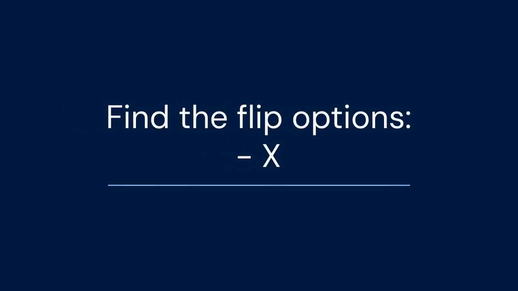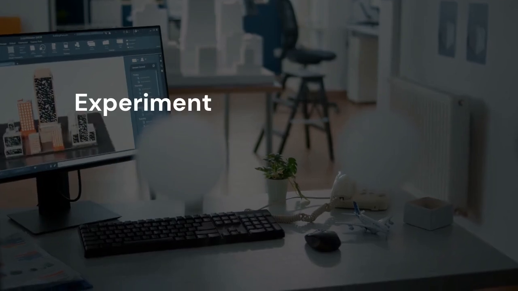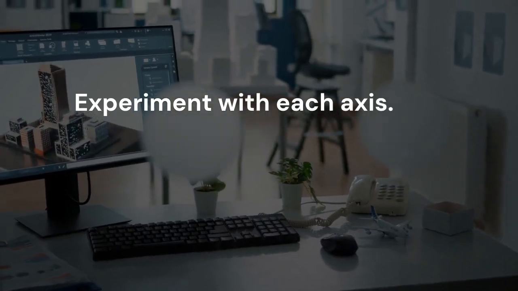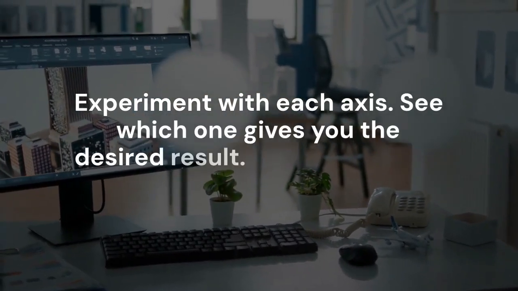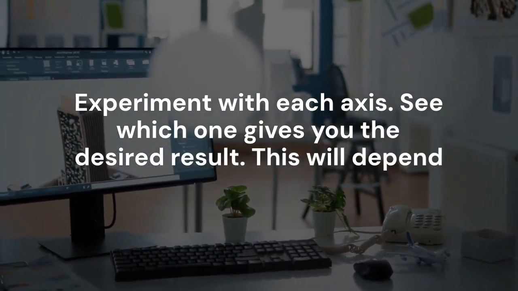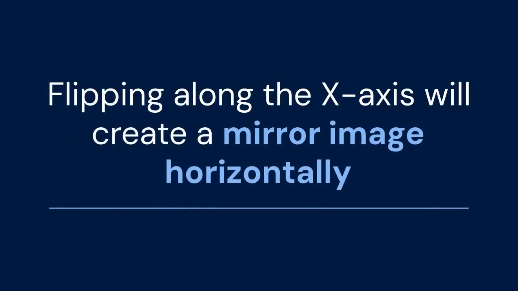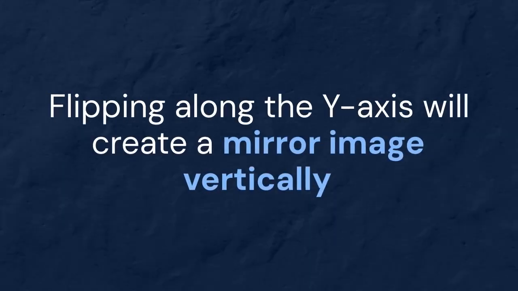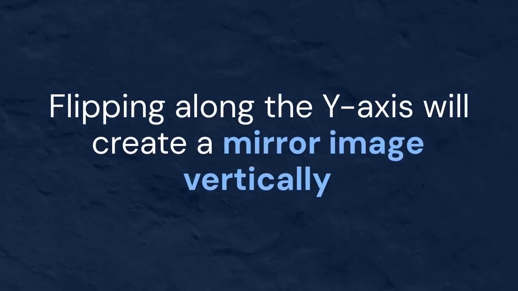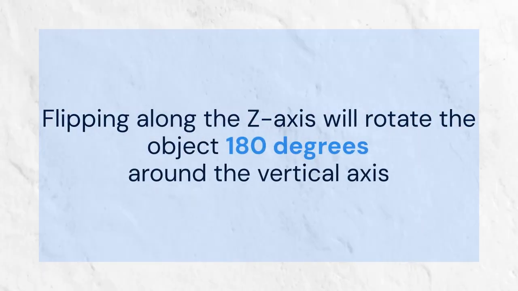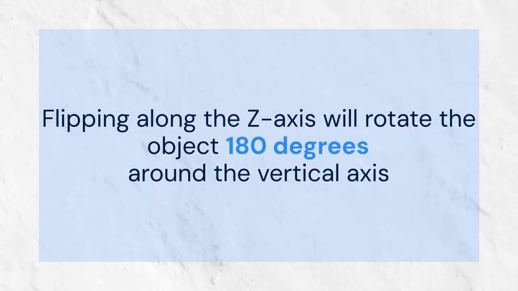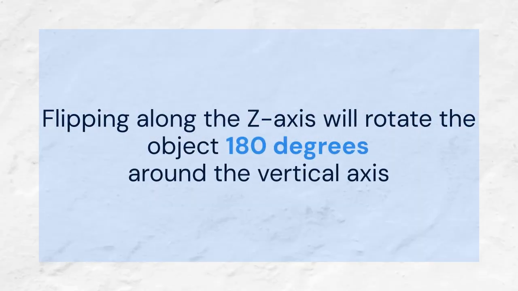Find the flip options. These options typically include flipping along the X, Y, and Z axis. Experiment with each axis. See which one gives you the desired result. This will depend on the object's orientation. Flipping along the X-axis will create a mirror image horizontally. Flipping along the Y-axis will create a mirror image vertically. Flipping along the Z-axis will rotate the object 180 degrees around the vertical axis.